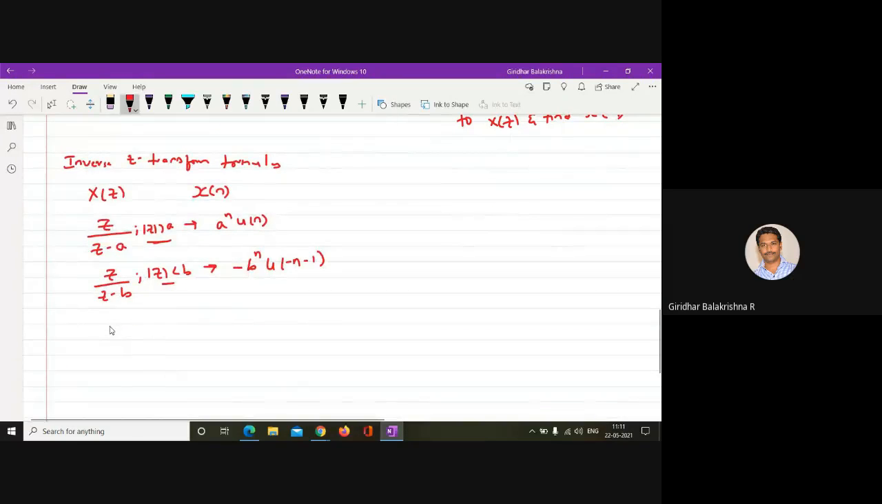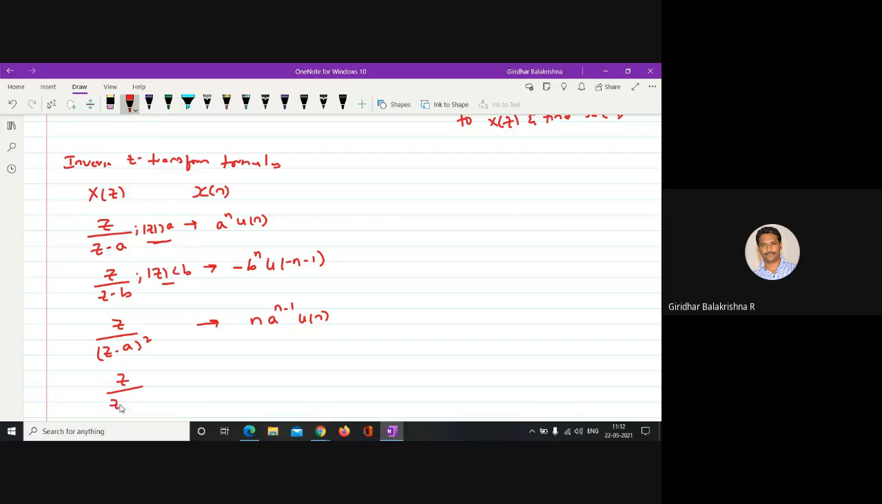Next, for example, after applying partial fractions, we may have multiple poles. For the second case, assume z by z minus a whole square; its inverse z transform is n into a power n minus 1 into u of n. You need to remember this formula. For multiple poles, if it is in the form of z by z minus a whole square, then its formula is n into a power n minus 1 into u of n.